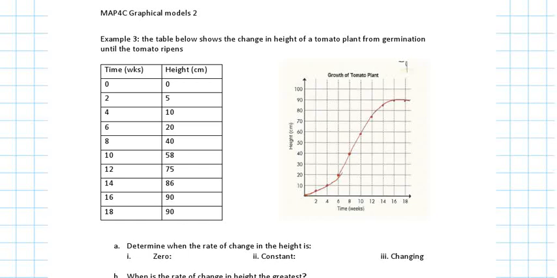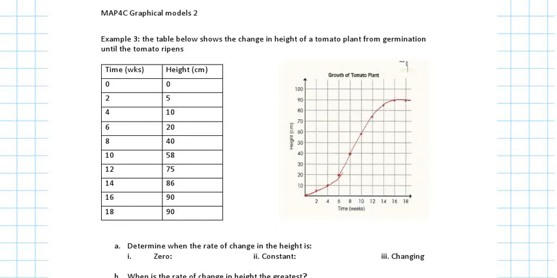So the question is asking me to determine when the rate of change is 0. So I have to find the rate of change. What do I need to do to find the rate of change? 5 minus 0, divided by 2 minus 0. So what do we get here? 2.5. So that's when I do y2 minus y1 over x2 minus x1.